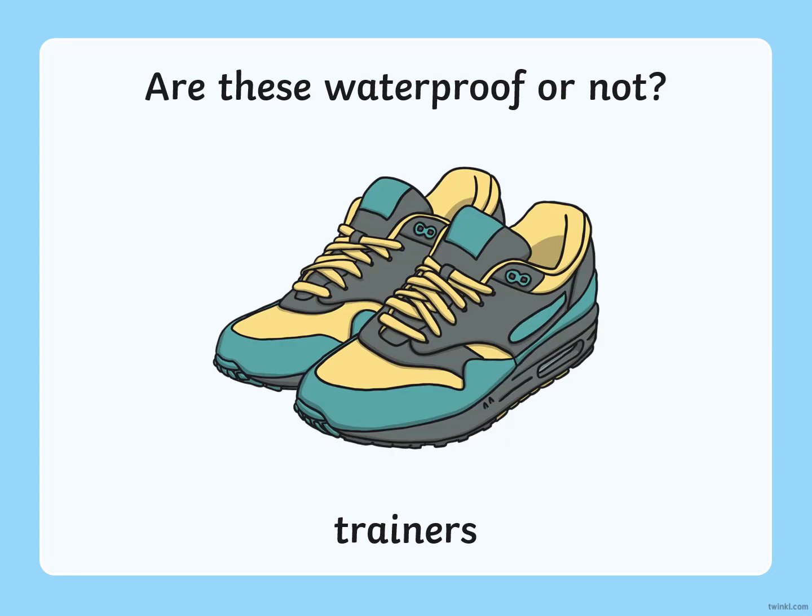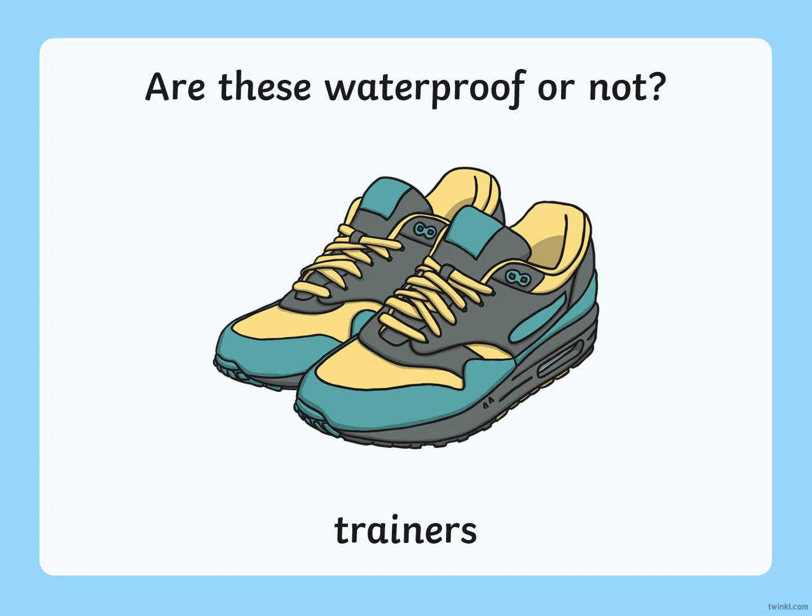Trainers. Are trainers waterproof? Why? Now, trainers are made out of two materials. The top of the trainers, some can be made out of leather, some can be made out of really hard plastic. The bottom of the trainers is made out of rubber.